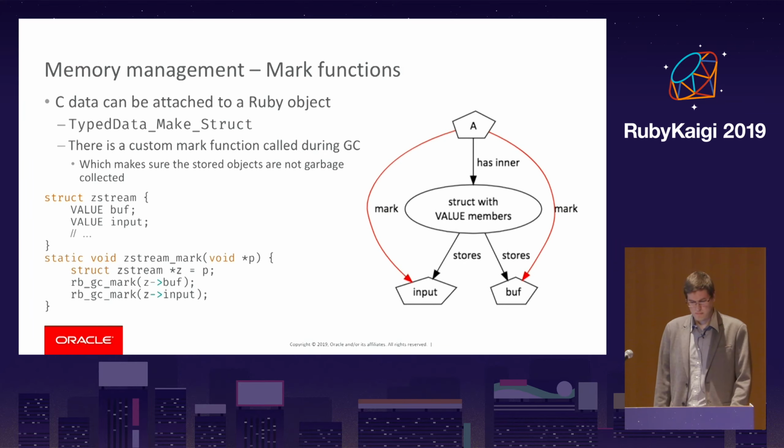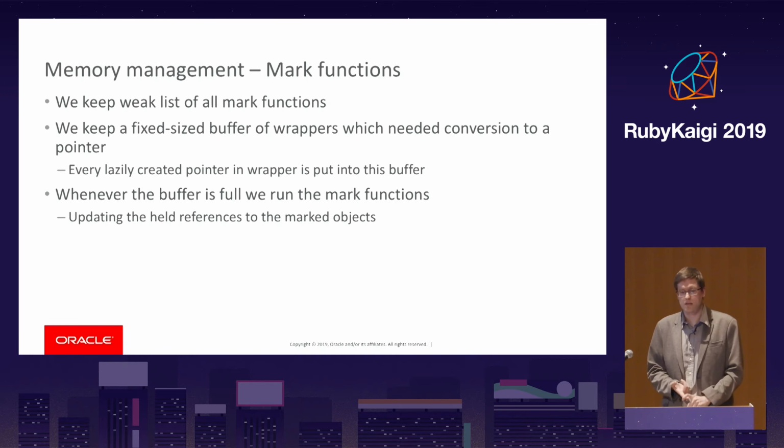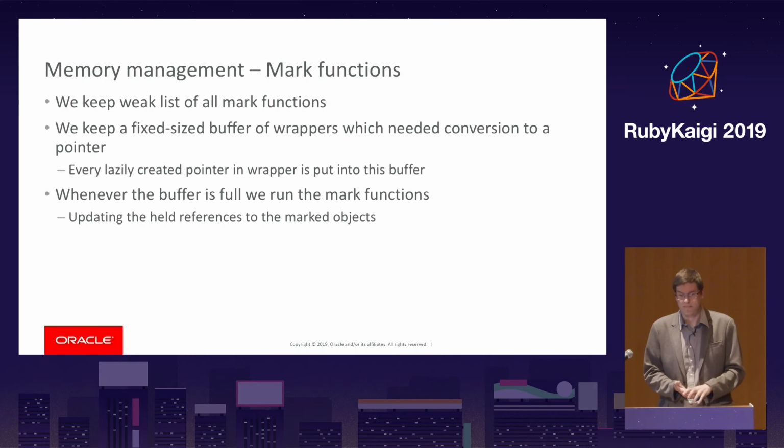So we are using the same code, but our implementation of rb_gc_mark and stuff around it is quite different. What we do is that we keep a weak list of all the marking functions, and we have a fixed size buffer for all the wrappers or the managed objects which needed the conversion to a pointer. And whenever an object is converted, it's put to the list I've already shown you for the stack, and into this fixed size list.